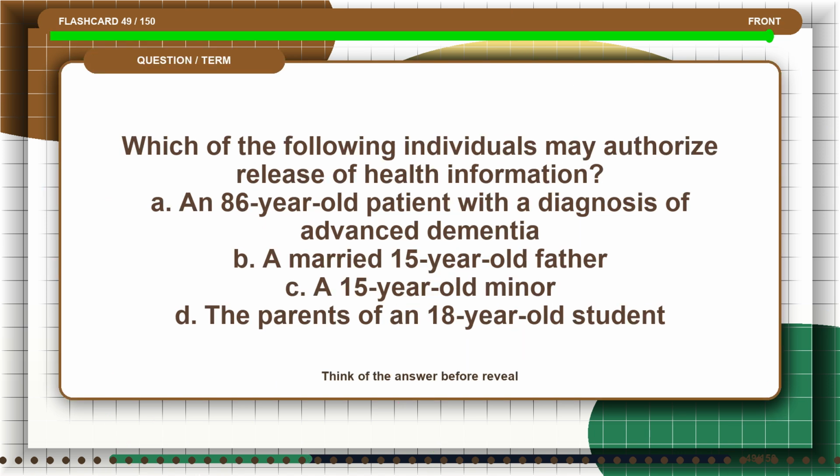Flashcard 49. Which of the following individuals may authorize release of health information? A. An 86-year-old patient with a diagnosis of advanced dementia. B. A married 15-year-old father. C. A 15-year-old minor. D. The parents of an 18-year-old student.